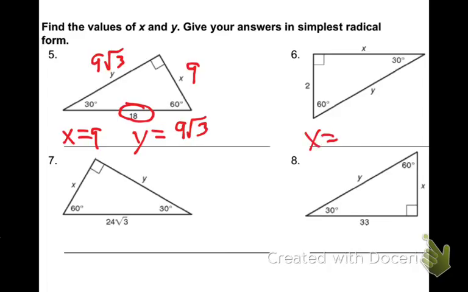What do you say, Noah? 2 square root of 3. Good work, sir. 2 square root of 3. Which makes y, what is y going to be, Bryce? 4. Y equals 4.